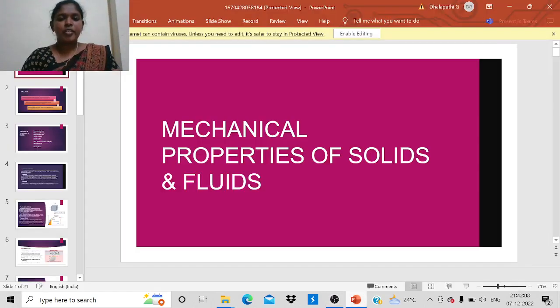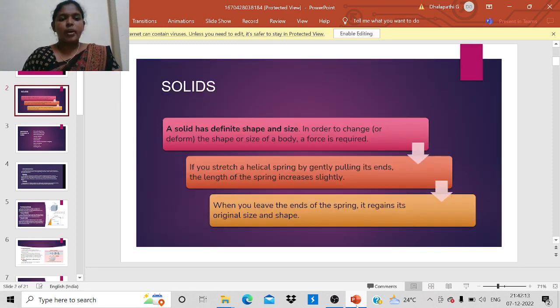Good morning to all. Today we are going to see about mechanical properties of solids and fluids. Solids. A solid has a definite shape and size.